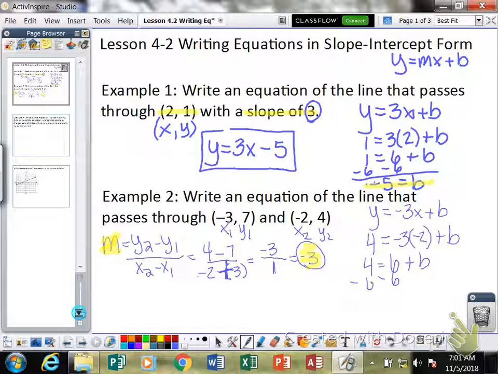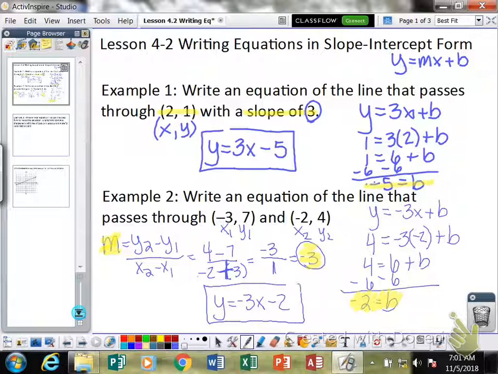I'm going to subtract 6. I get negative 2 for my b. So my b is now equal to negative 2. And then I rewrite my final equation. So y equals negative 3x minus 2. And this is our final answer for our equation. So this one took a little bit more. You have to find the slope and you have to find the y-intercept.